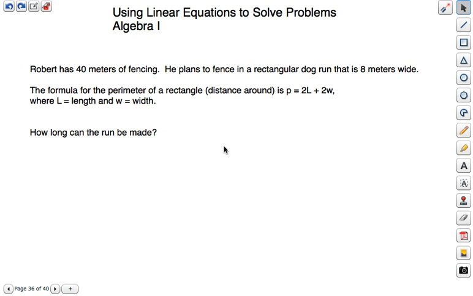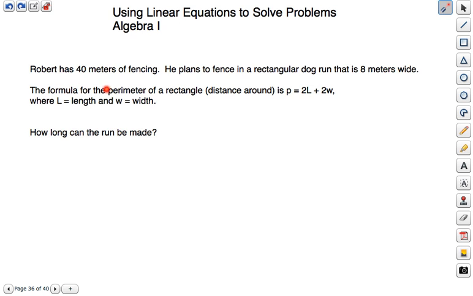Here are a few example problems to help you start off with the using linear equations to solve problems lesson of Algebra 1. The first example. Robert has 40 meters of fencing. He plans to fence in a rectangular dog run that is 8 meters wide.